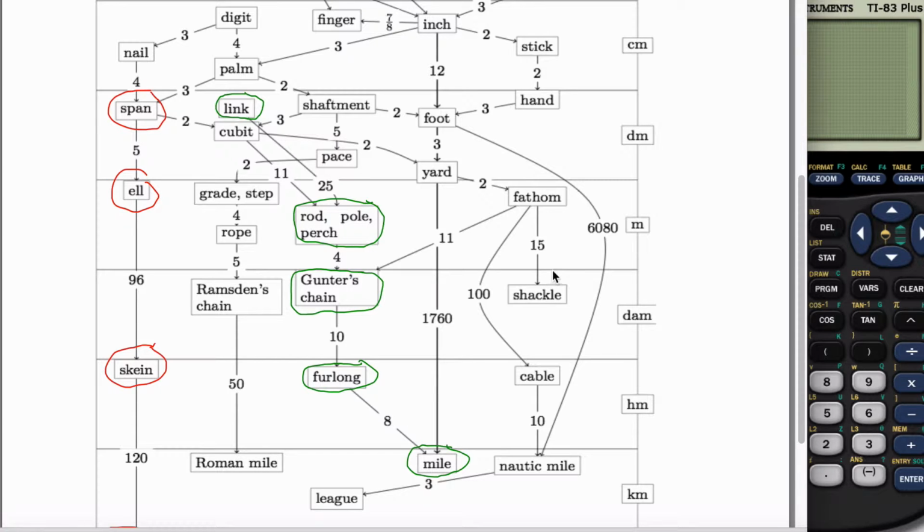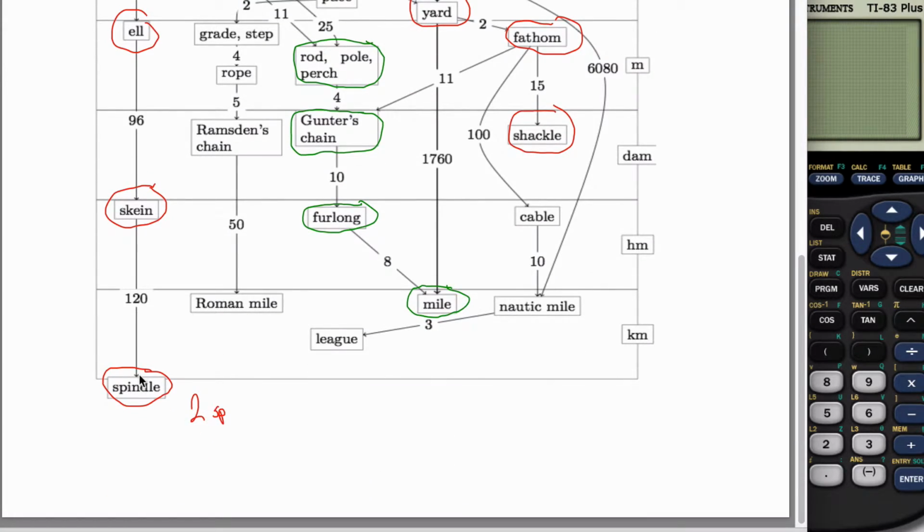Where am I trying to eventually get here? This shekel thing, which I guess I can get to from fathoms. Where do I go from here? Well, you've got some options. You go down this way and up around this way, or you go this way and up this way. That's probably easier. I'm going to go from fathoms, and I don't want to use Gunter chains, those are weird. I'm going to go from fathoms to yards, then from yards to cubits, and then over to spans, and then I'll be able to work my way down here for spindles.